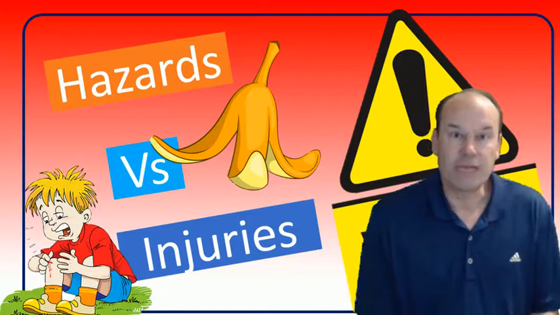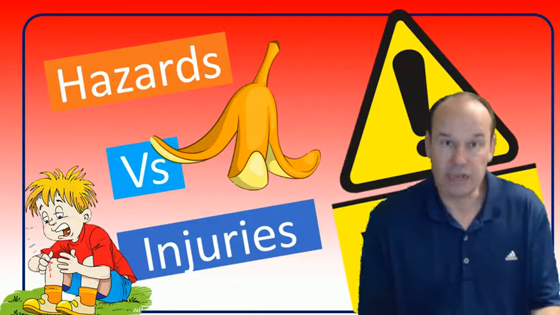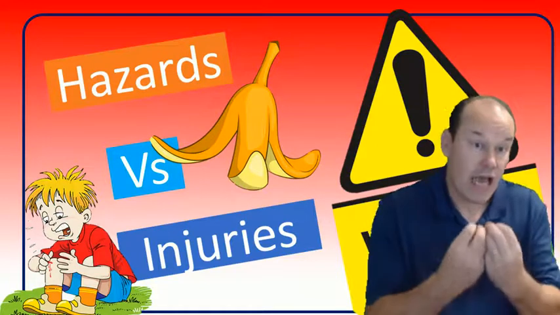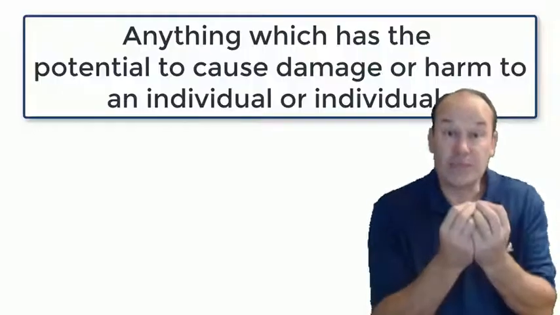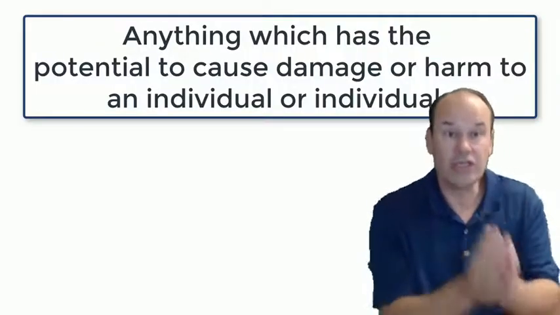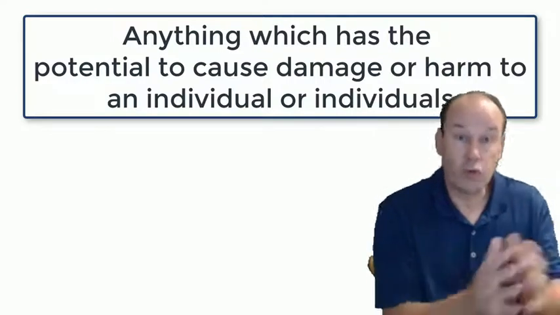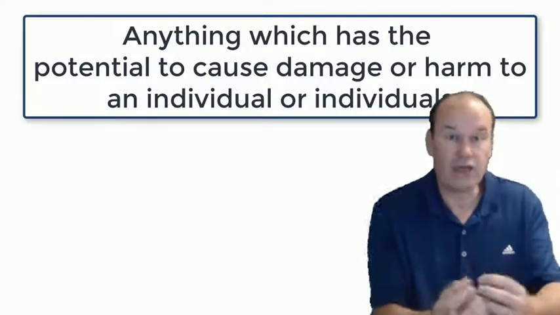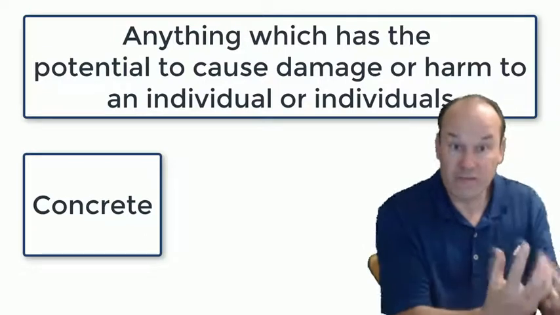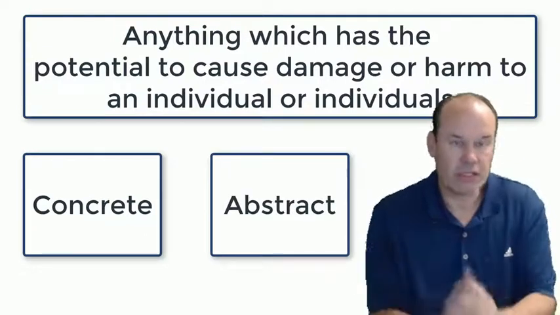So let's check our understanding between hazards and injuries. A hazard is anything that has the potential to cause damage or harm to an individual or individuals. And that anything could be a concrete thing, i.e. a hard physical thing, or an abstract thing. And we'll look at some examples just now.